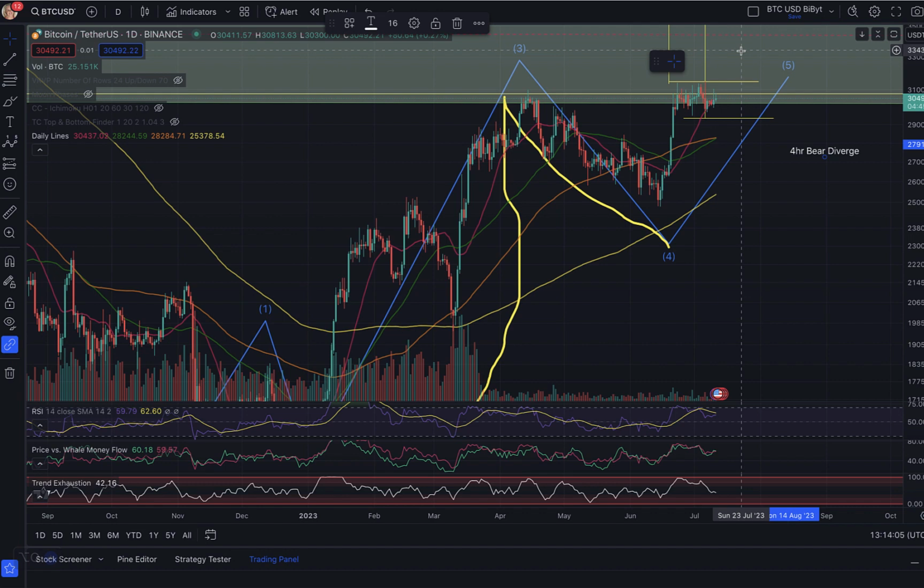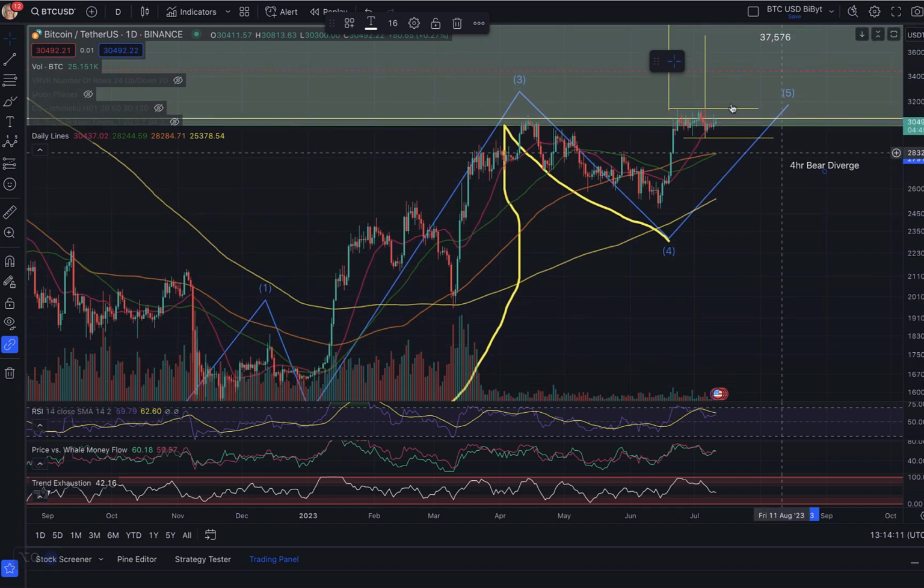So now we're getting an idea that we've got a little bit more juice to go to the upside, and it's quite possible that if we break this resistance level sitting at around 31,230 and then come back down and confirm it as support and take off, we are more than likely going to fulfill at least the bull flag to 37,576.